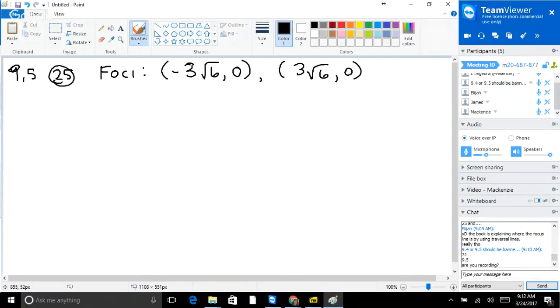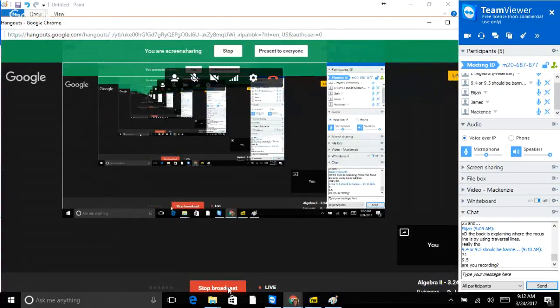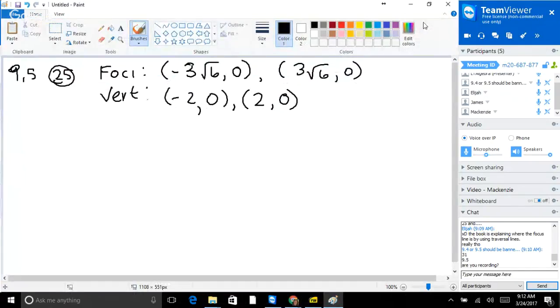And the vertices are at -2, 0, and 2, 0. Those are easier to write. Okay, so the first thing that we have to do, I am recording, I think. Yep, I think. Yes, I'm recording. Okay, thank you for checking.